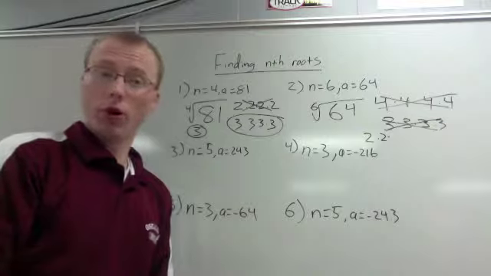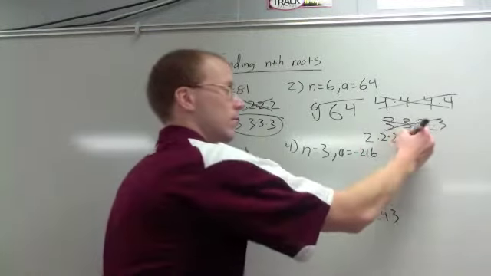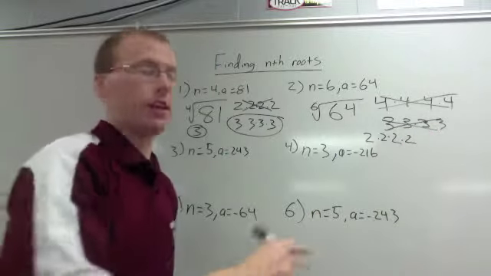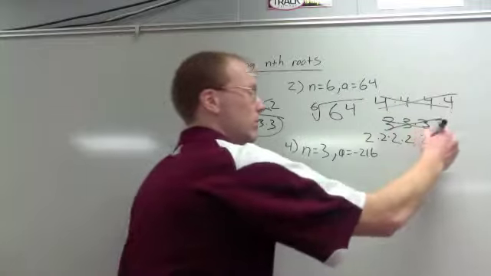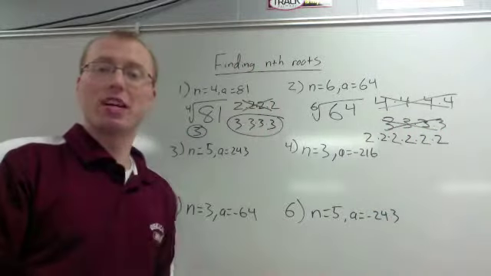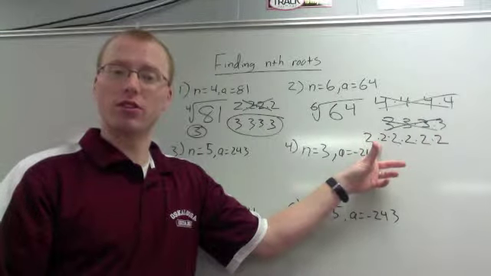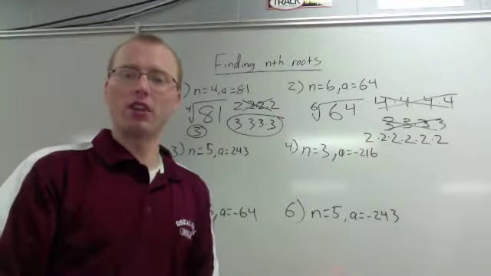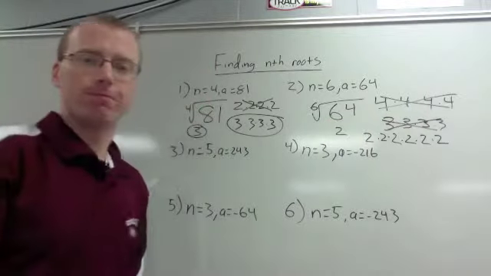2 times 2 is 4. Times 2 is 8. Times 2 is 16. Times 2 is 32. Times 2 is 64. So we've got to 64 when we have used 6 2's. So the answer to the question, what is the 6th root of 64? It is 2.